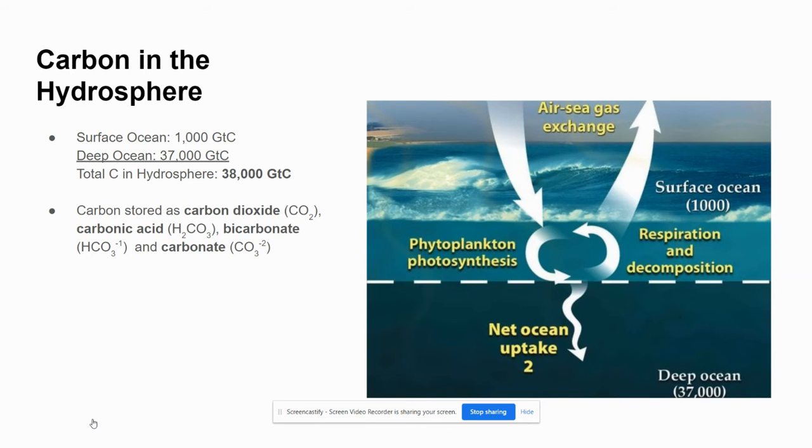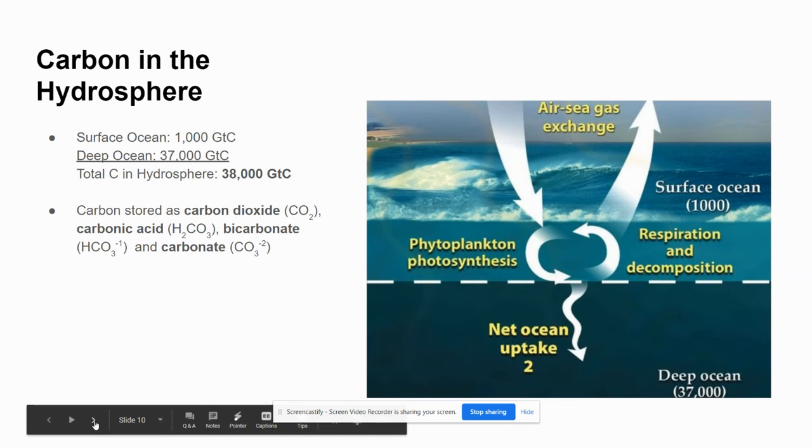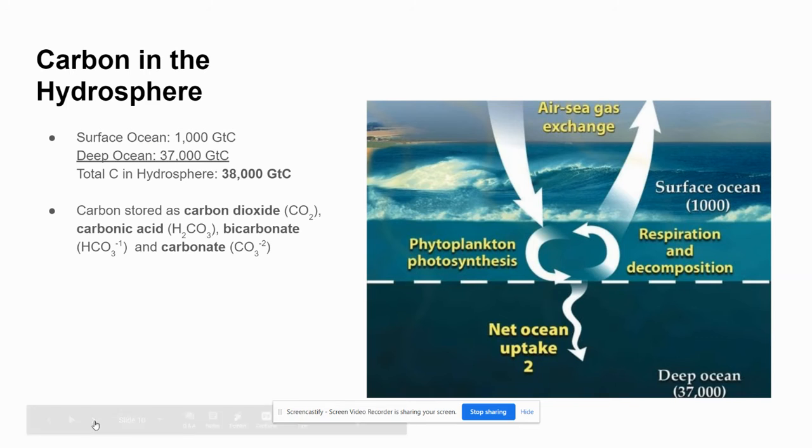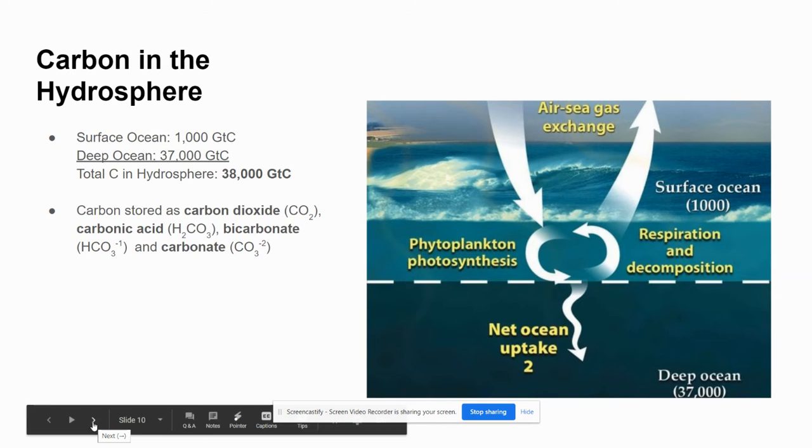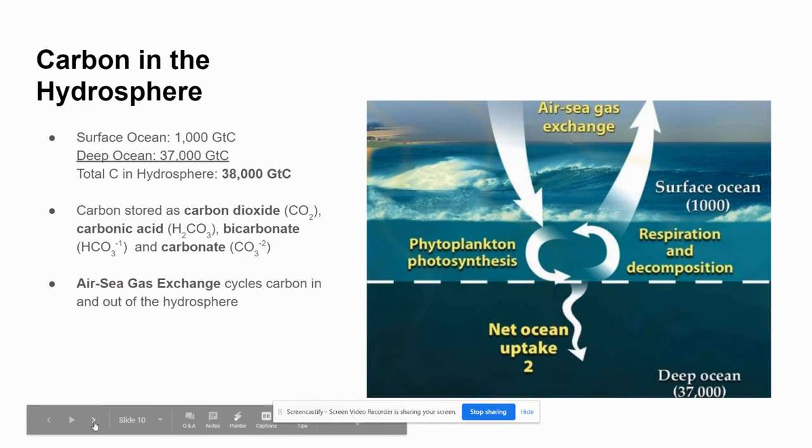If you remember the last lesson, the carbon dioxide from the atmosphere gets absorbed by the ocean and forms carbonic acid, which makes the ocean acidic. And this carbonic acid decomposes into carbonate and bicarbonate ions. The carbonate ion combines with the calcium and is a very important chemical in the shells of the fish. And air-sea gas exchange cycles carbon in and out of the hydrosphere.